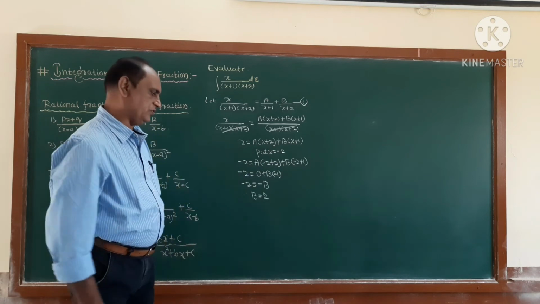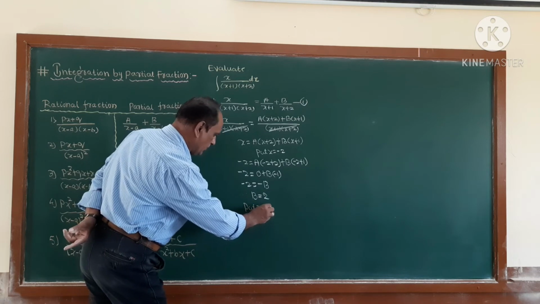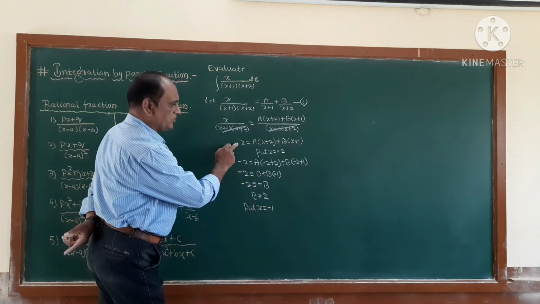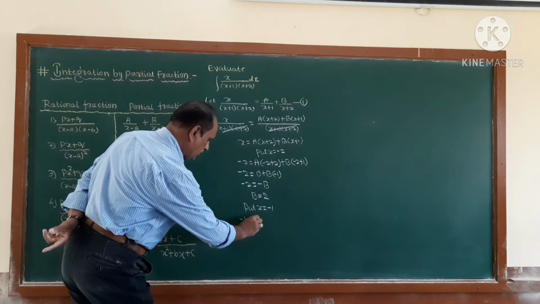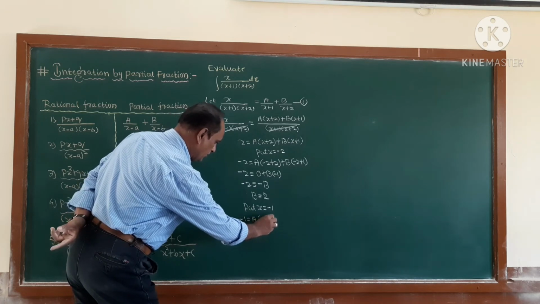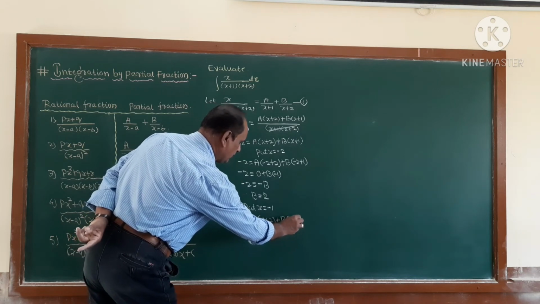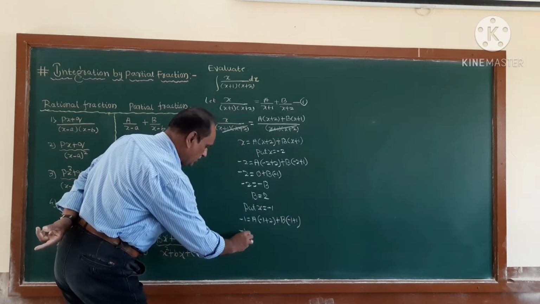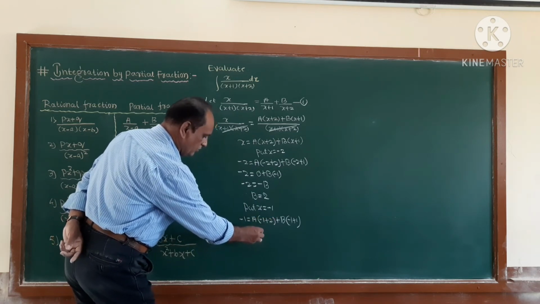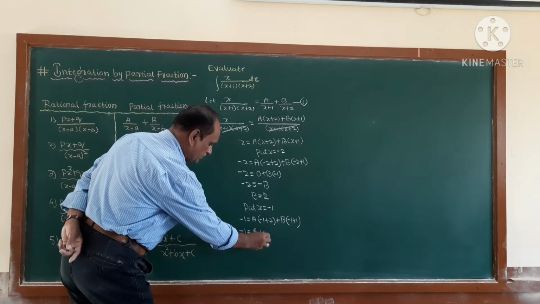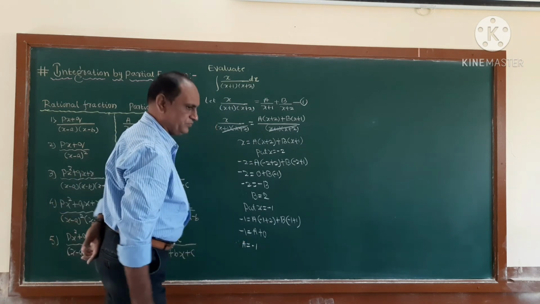So put x equal to minus 1. Right, x is equal to minus 1 in the equation. Therefore minus 1 is equal to A multiplied by minus 1 plus 2, then plus B in the bracket minus 1 plus 1. Therefore minus 1 is equal to simply A, minus 1 plus 2 is 1, 1 multiplied by A, then plus 0. Therefore the value of A is equal to minus 1.